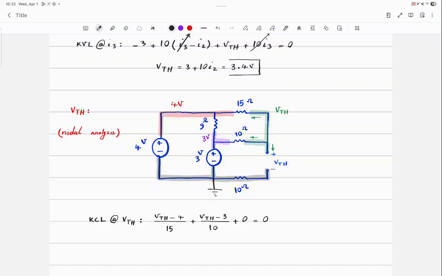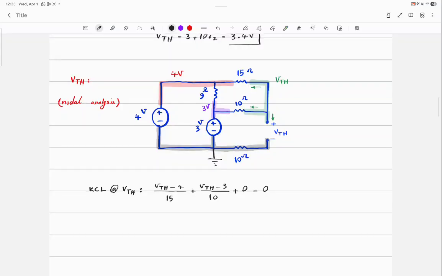One equation, one unknown. Okay? Where did I get 3.4? From the previous one. But just multiply it by 15, for example, and get rid of the denominator and just one equation.